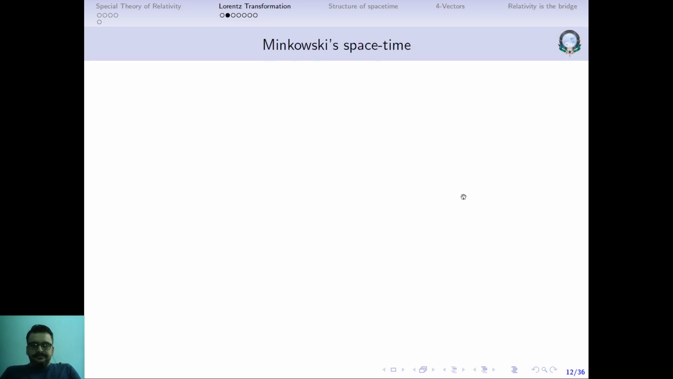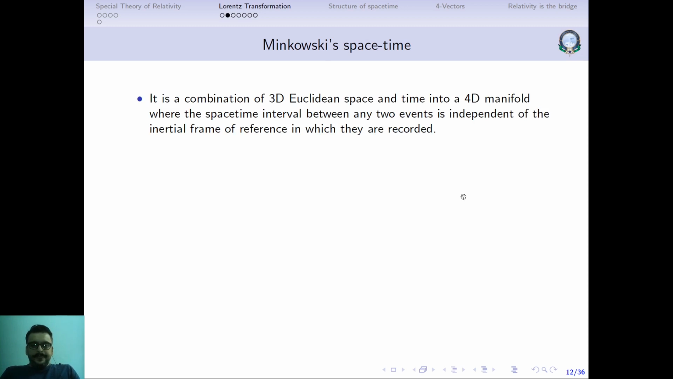Next we'll go to what is known as Minkowski space-time. What is Minkowski space-time? It is a combination of three-dimensional Euclidean space and time into a four-dimensional manifold. I'll not go much into the details of manifolds, it's a separate topic by itself. Locally it will be Euclidean. The space-time interval between any two events is independent of the inertial frame of reference in which they are recorded.